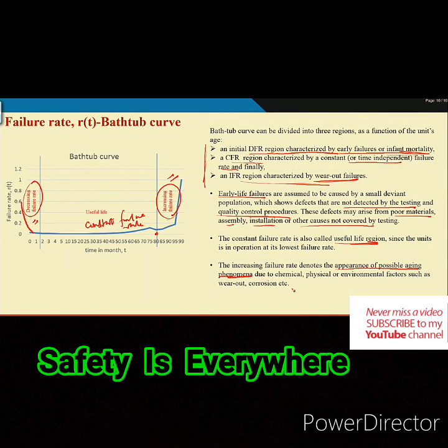So, why? Because age definitely means wear out, the worn out phase. Chemical, physical, environmental factors are responsible for such wear out. Also, corrosion and other things will be responsible.